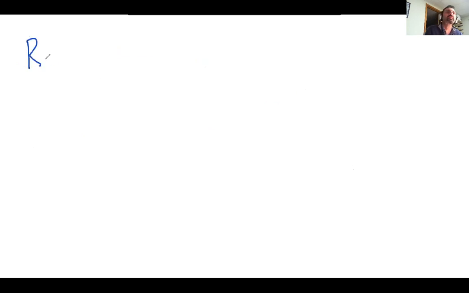Last but not least, the rectangular function.